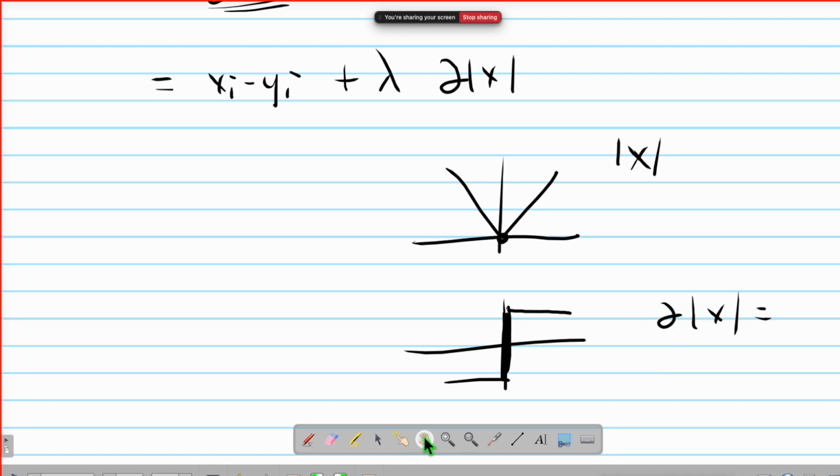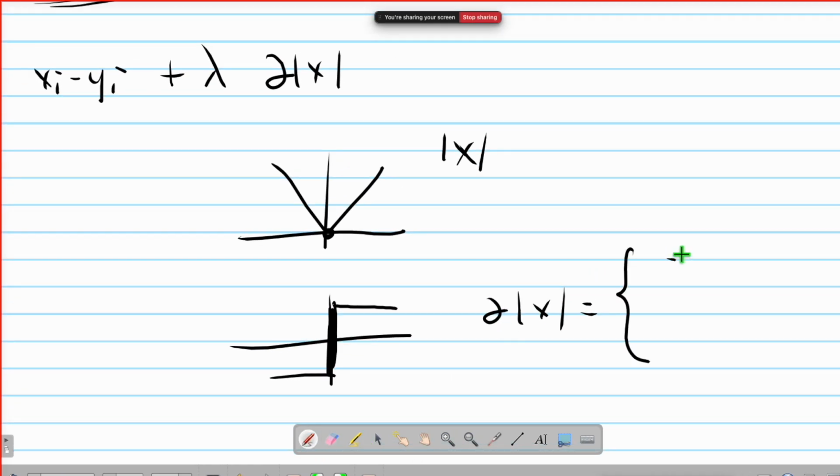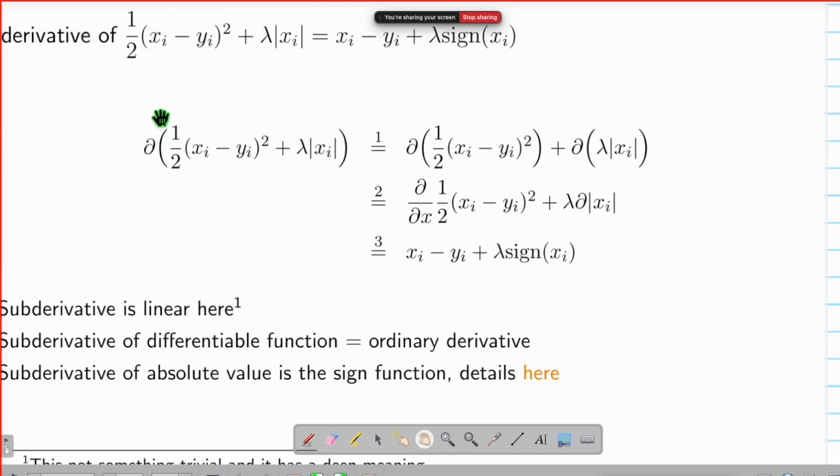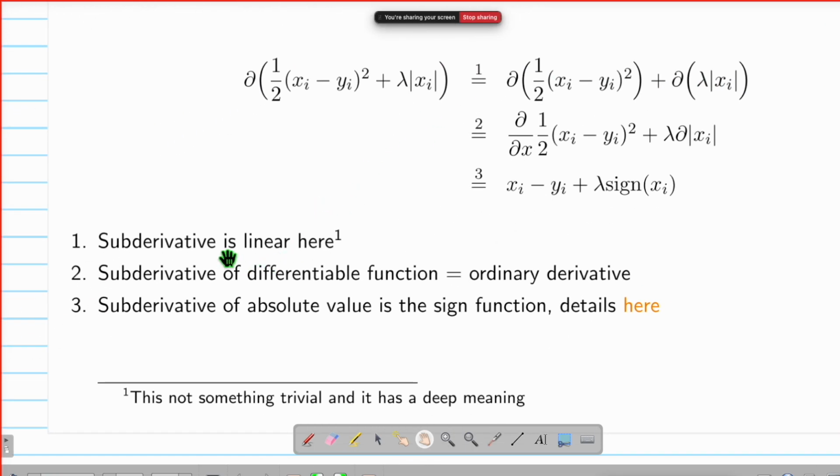The subderivative of this absolute value will be plus 1 if x is larger than 0, negative 1 if x is smaller than 0. If x is exactly 0, it's a set from negative 1 to positive 1. So this is now the thing, and this thing can be written as the psi function. Okay? So I will write this as the psi function. Therefore, this is what I said. You can put this inside, you can have this. I have a 1 here, 1 is subderivative linear here. This is not something trivial, okay?